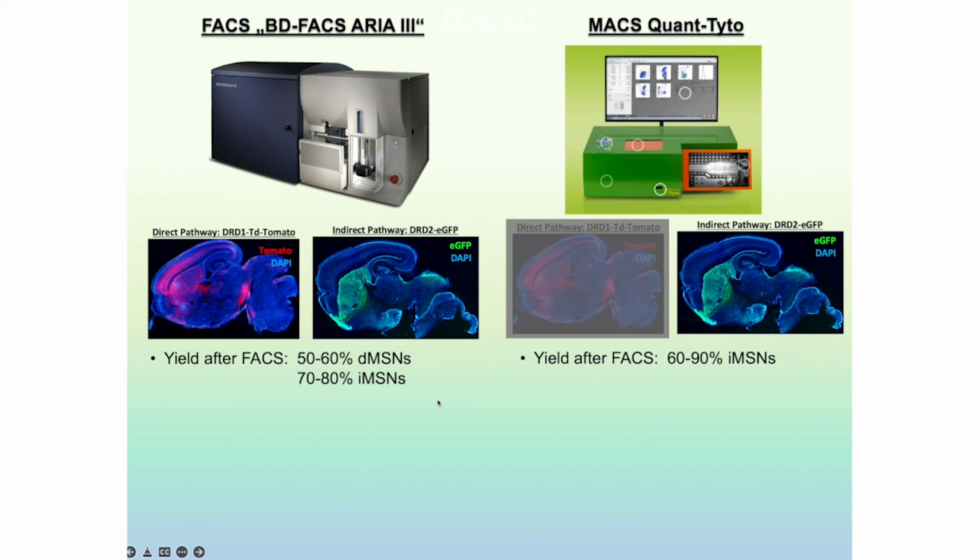One of the biggest disadvantages of the Tyto sorter, we cannot sort red fluorescent cells because it's not equipped so far with a yellow laser that is able to detect fluorescent dyes at 550 nanometers, but it's able to sort GFP, and we end up with a comparable concentration between 60 and 90%, which is absolutely comparable to the FAC sorter.